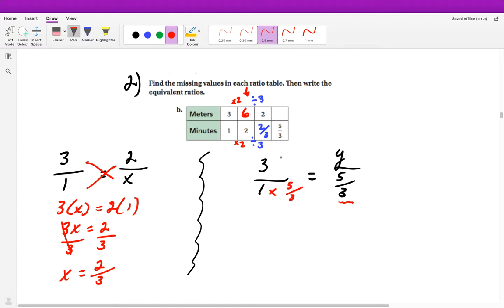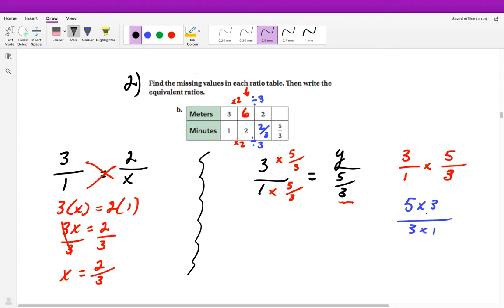So then to solve for my numerator, I will also times it by 5 over 3. Now, I'm going to do this work off to the side. So 3 over 1 times 5 over 3. Remember that we can rewrite these now on one fraction. So 5 times 3 over 3 times 1.